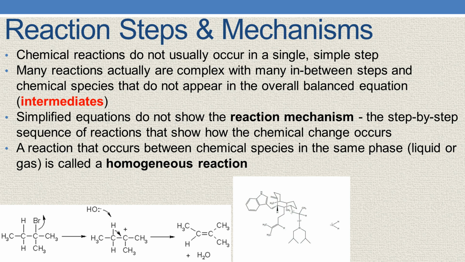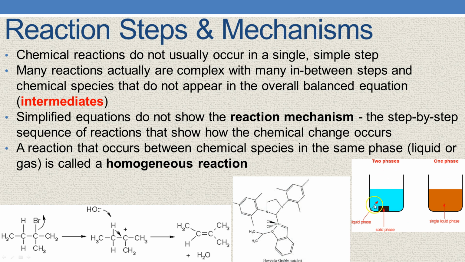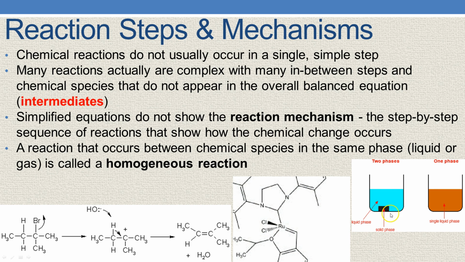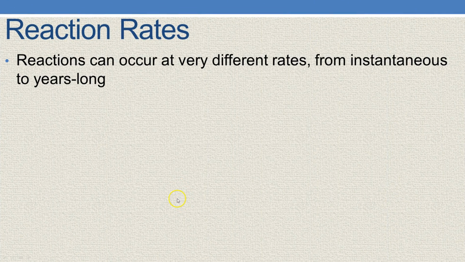Also, any reaction that occurs between chemical species in the same phase, be it liquid or gas, like two liquids reacting together or two gases, we would call a homogeneous reaction because they're in the same phase. So this would be a homogeneous reaction, a single liquid phase. There might be a couple of things in there, but it's all liquids, as opposed to something right here called a heterogeneous reaction. We have something solid dissolved in something liquid, or something liquid in a gas, that sort of thing.